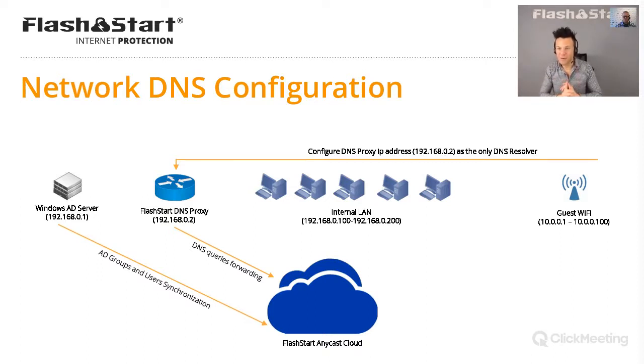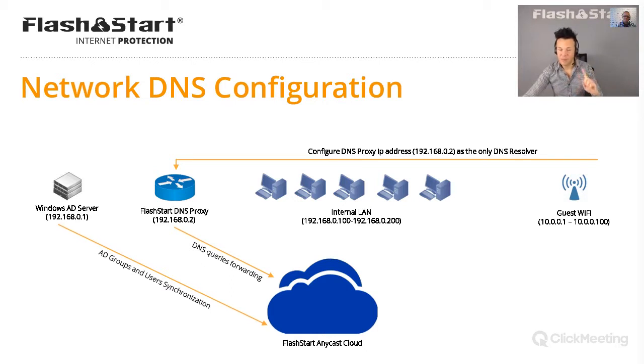But someone would probably complain: yes, I can configure the FlashStart DNS proxy as the unique DNS resolver, but who will resolve local Active Directory zones? When the FlashStart proxy receives queries for the internal Active Directory LAN, it will go back to the Windows domain controller. So if you type google.com, the FlashStart DNS proxy understands that it's an external query and forwards it out to the cloud.